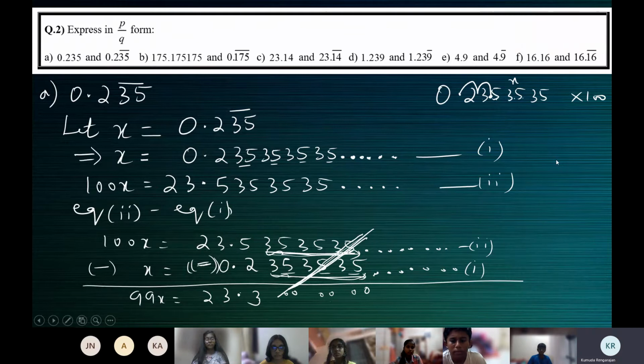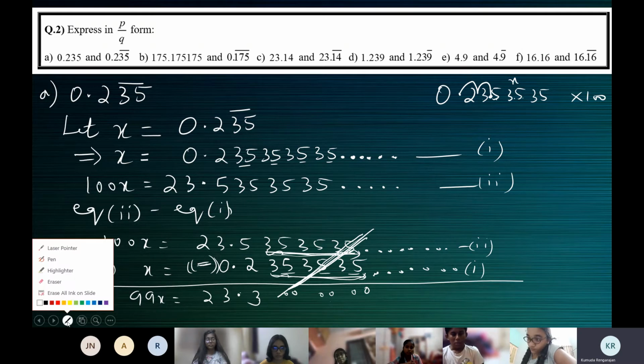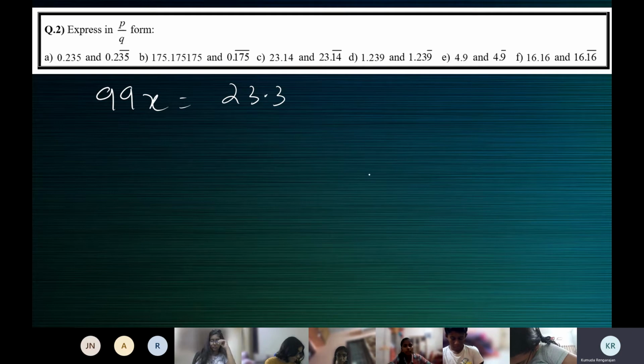All right. So 99x is equal to 23.3. From there, we have to continue. Please continue in your book. 99x is equal to 23.3. Ma'am, when one number is repeating, we want to use 10x, ma'am. Yeah, 10x. Okay. Yeah, very good.